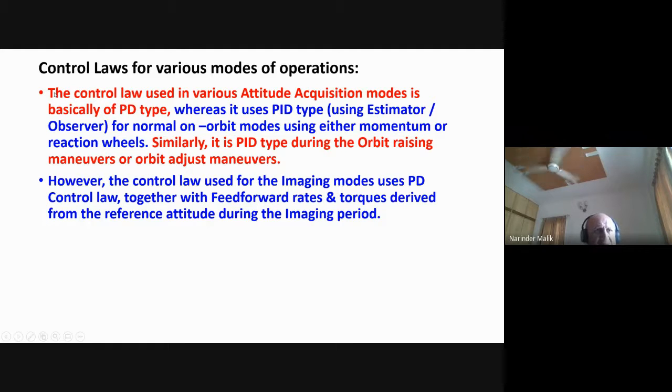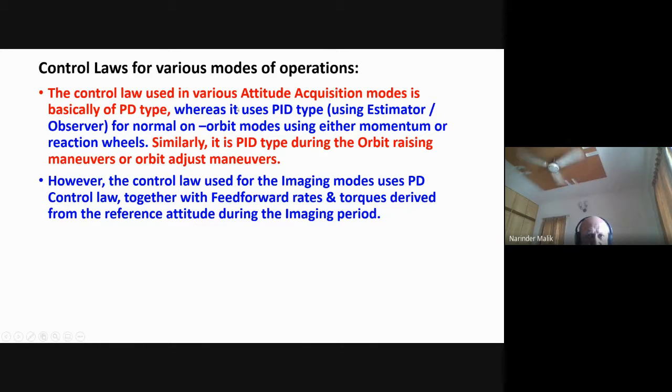Generally, for all spacecraft, in sun acquisition mode, earth acquisition mode, etc., we use a simple PD controller because there are no very hard requirements on the spacecraft pointing. So a simple PD controller is what is employed for these modes.